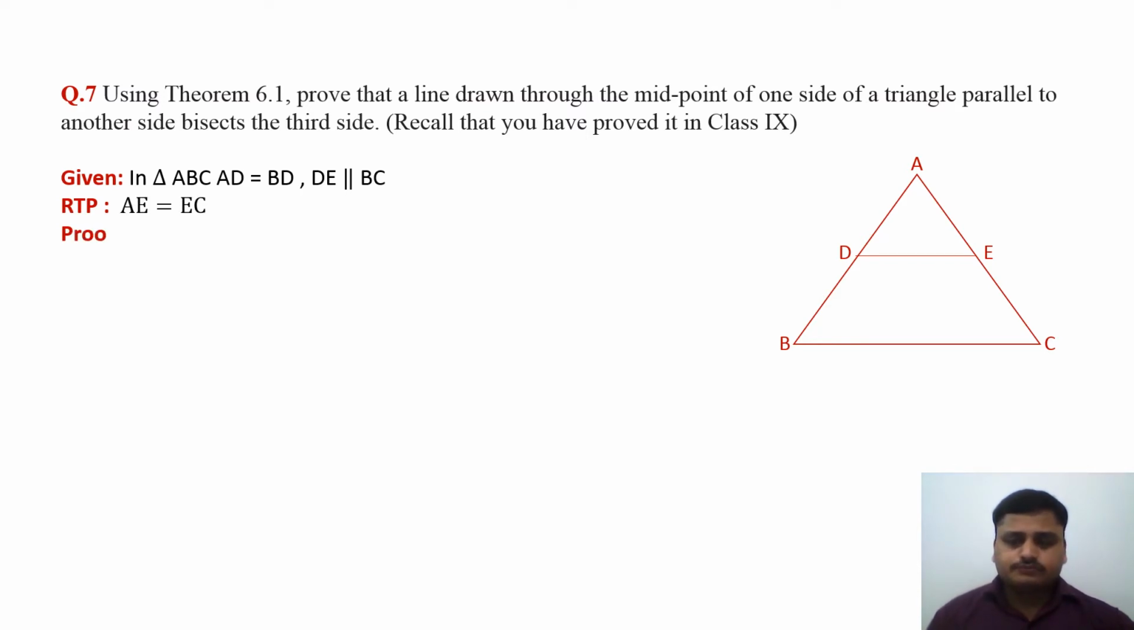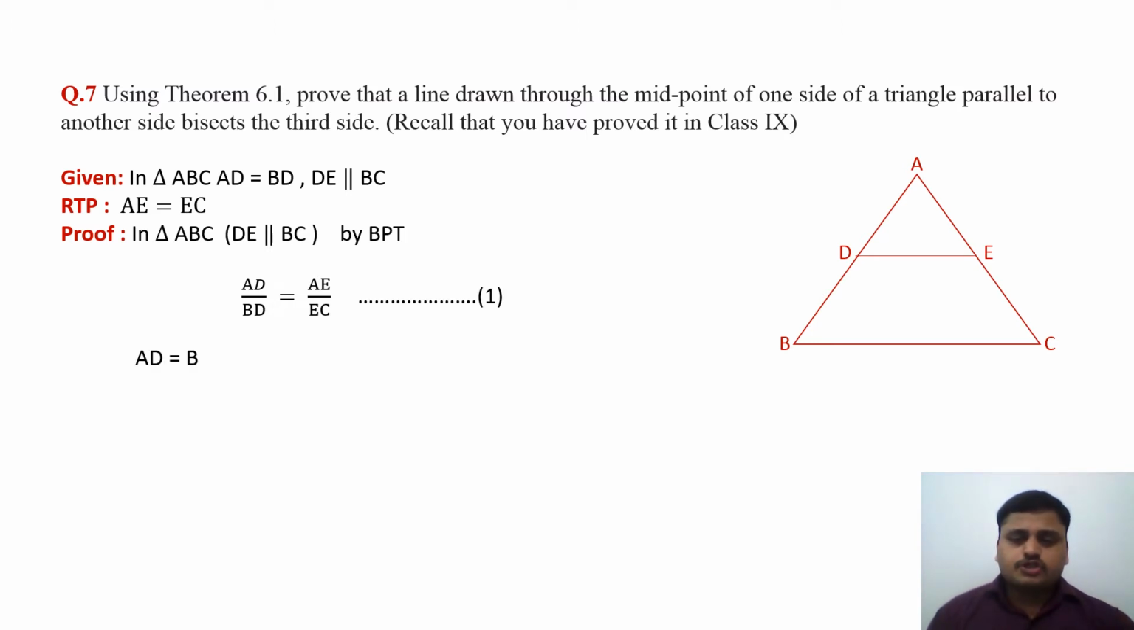Let's begin the proof. First of all, whatever is given, we will take it. In triangle ABC, as DE is parallel to BC, we can use BPT, that is AD by BD is equal to AE by EC, and we will assume it as equation number 1. Also it is given in the question that AD is equal to BD, so AD by BD is equal to 1. This we will assume as equation number 2.